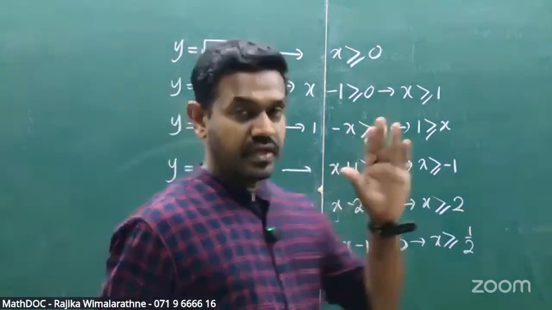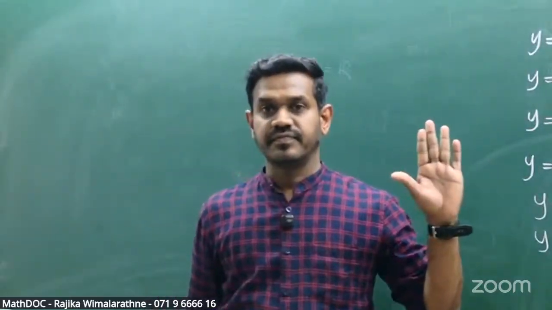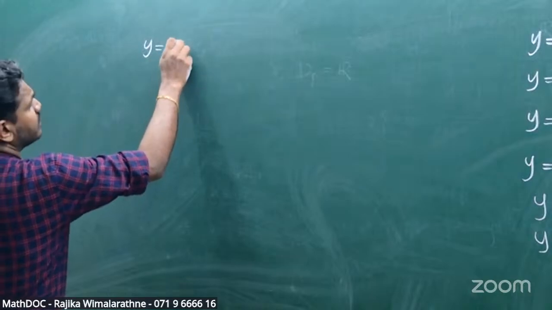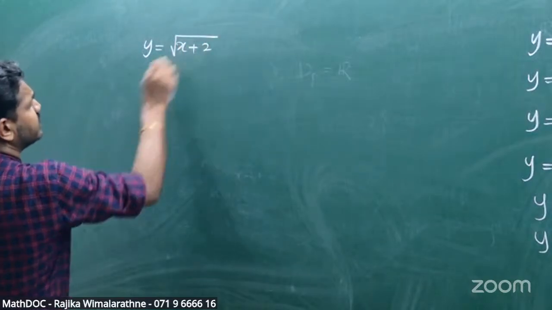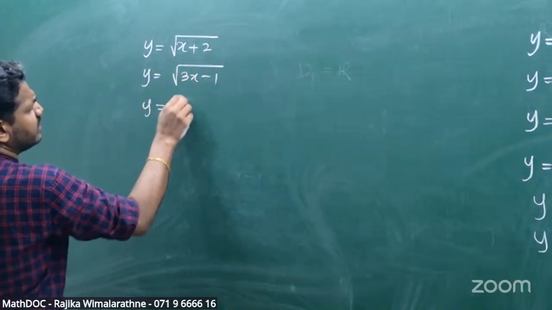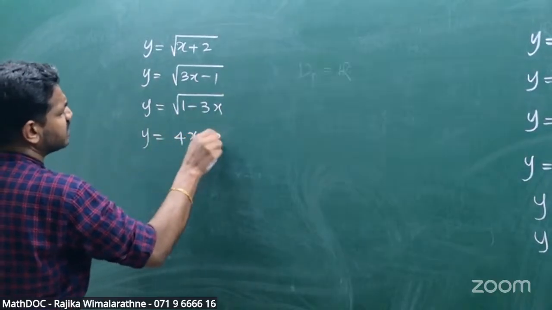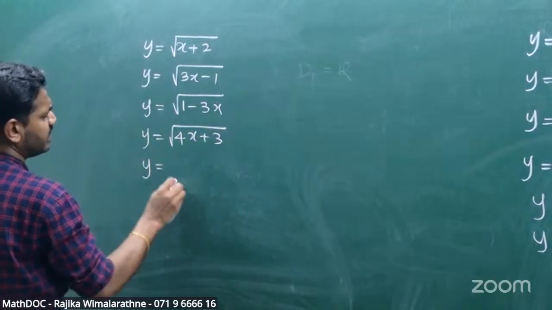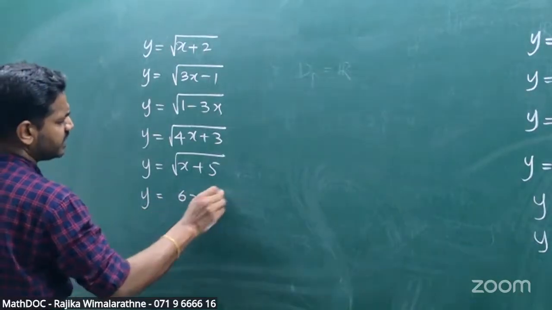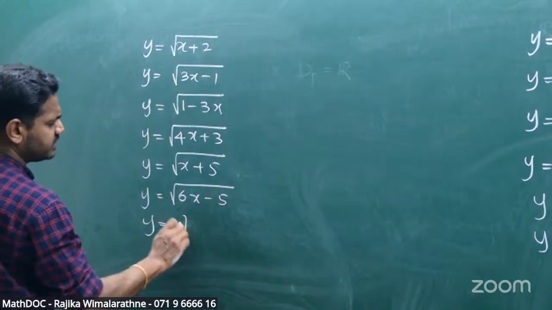Okay. Now you try these questions. y equals root of x plus 2. y equals root of 3x minus 1. y equals root of 1 minus 3x. y equals root of 4x plus 3. y equals root of x plus 5. y equals root of 6x minus 5. y equals root of 7x plus 2.